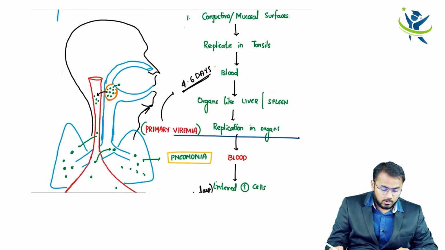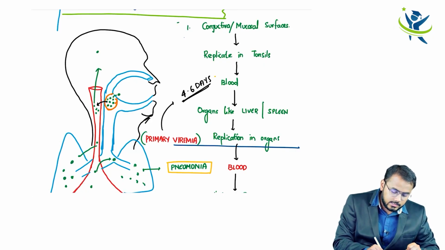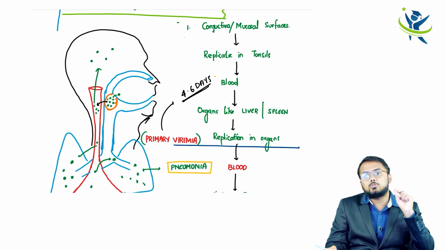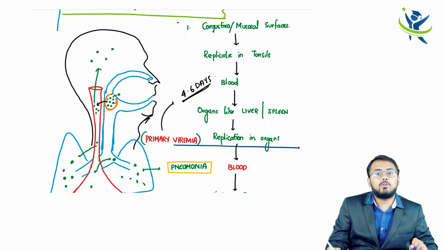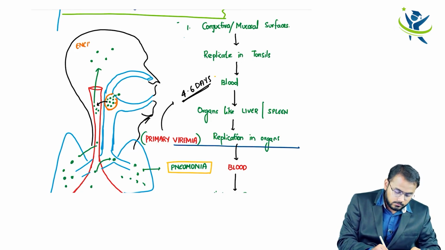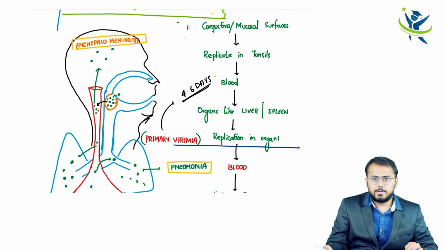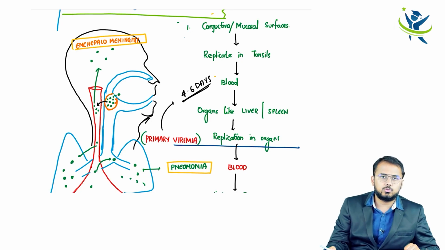Not only that, this virus can even enter into your central nervous system and cause damage to the meninges and damage to the brain. Together you call it encephalomeningitis. Pneumonia, encephalomeningitis and hepatitis. It causes basically these three things, apart from chickenpox and herpes zoster, that is the shingles.